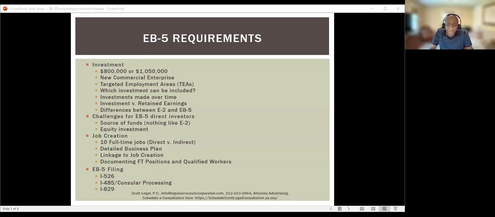And then we talked about this already, this linkage to job creation, where there has to be a link between the investments and creating jobs. So you often have to look at the timing of the investment, because let's say the jobs were created before you made the investment, then those jobs actually wouldn't count for the purposes of EB-5.